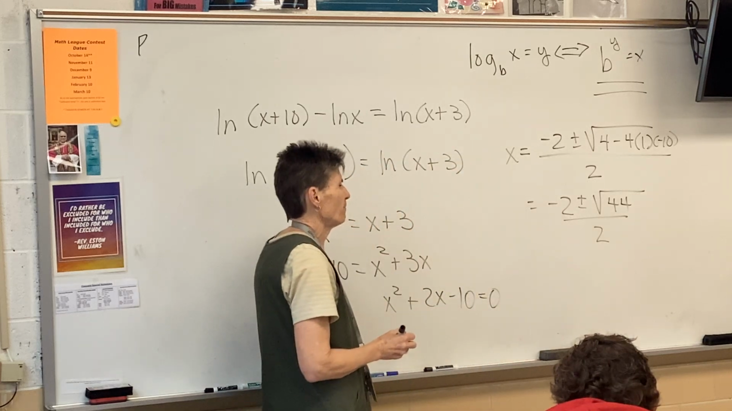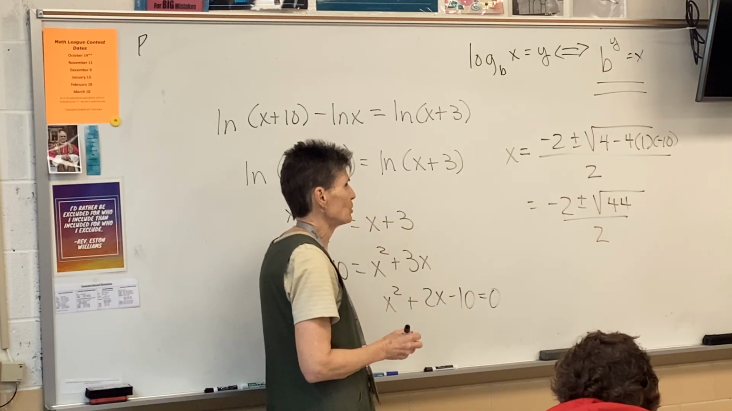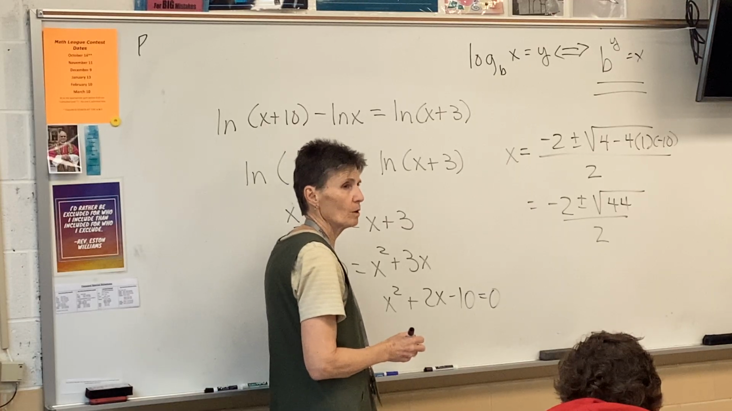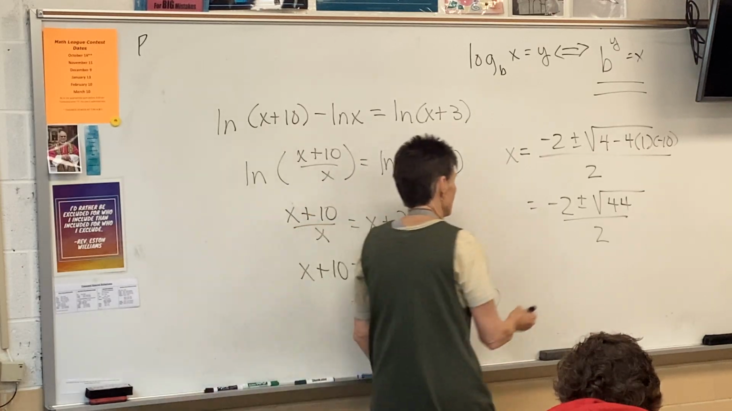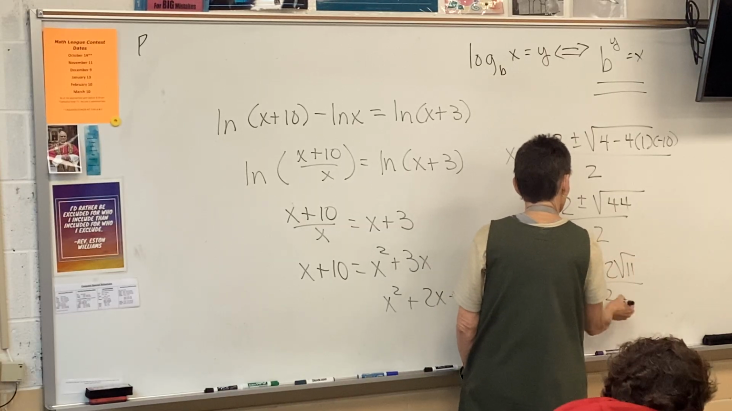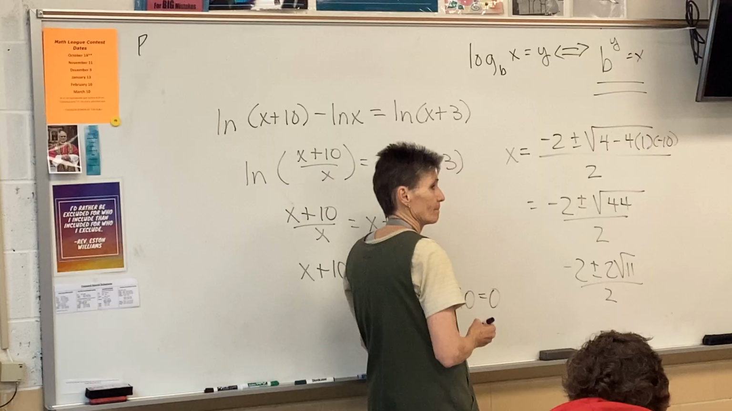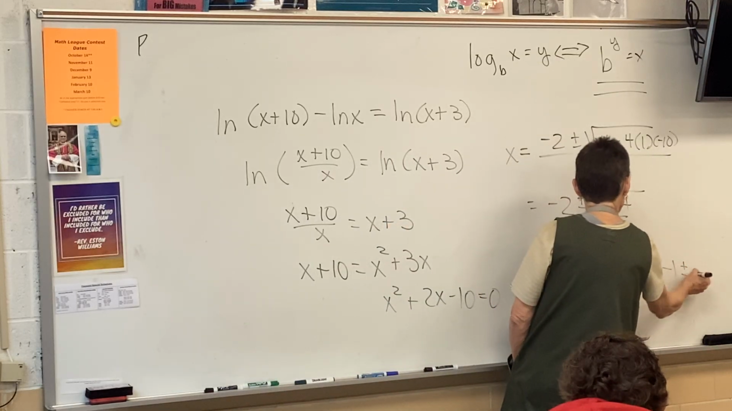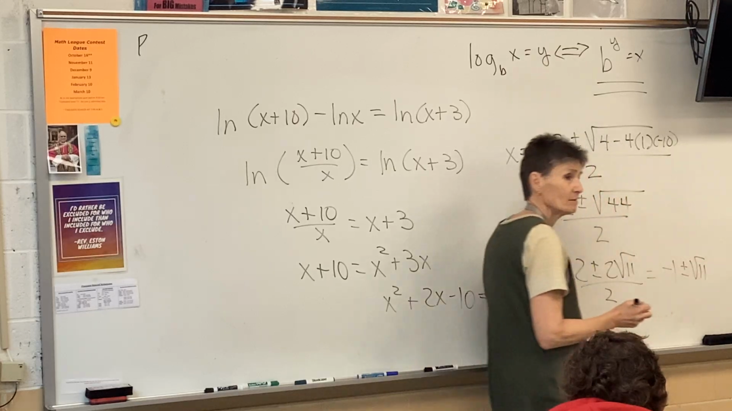I got 44 as my discriminant. Is that what you got underneath that? And 44, 2 root 11. And now I got 2's all over the place. So negative 1 plus or minus root 11.